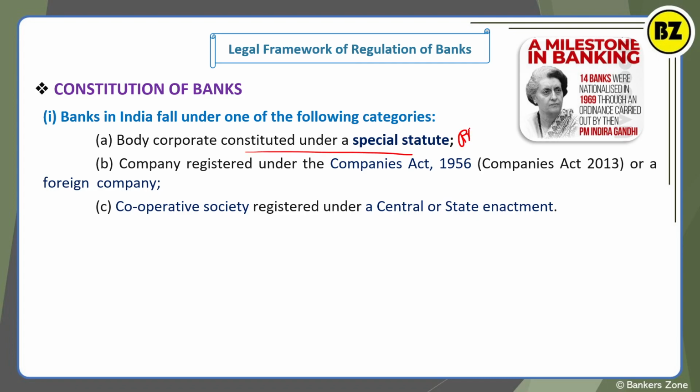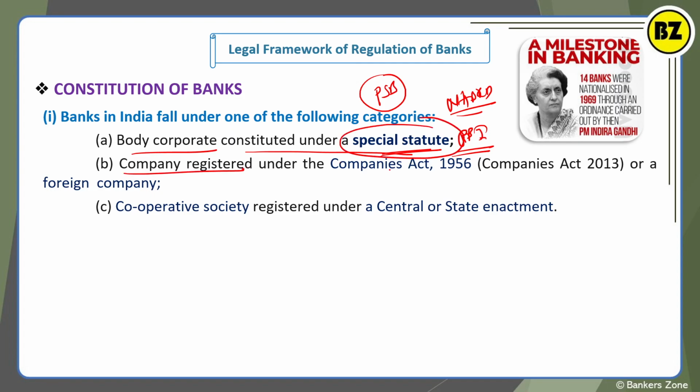RBI. The RBI Act is there. NABARD. These are created by a special act. A special act is passed in the parliament, and then it is created. Then public sector banks also come under a different act. An ordinance was passed by Indira Gandhi in the parliament, then the public sector banks were created. So these are the banks which are created by special statute.